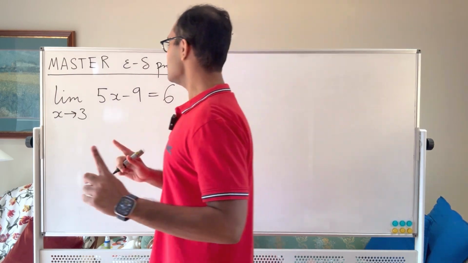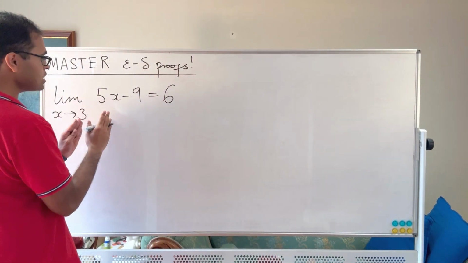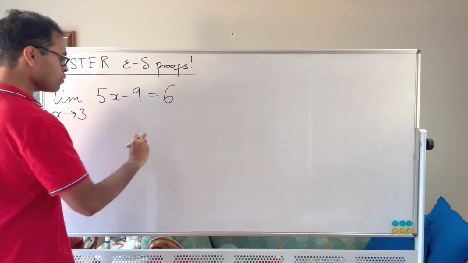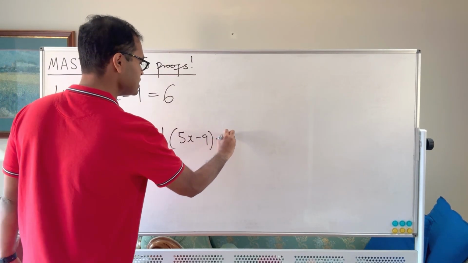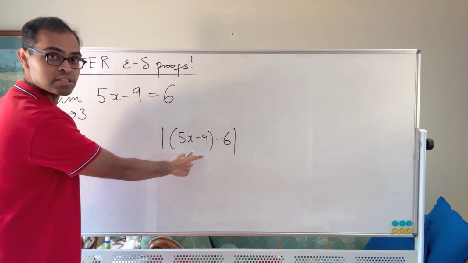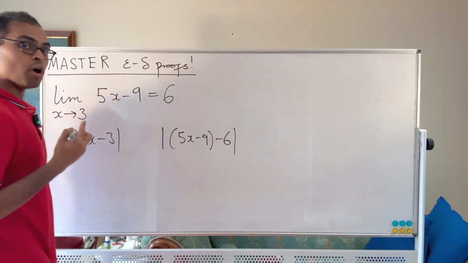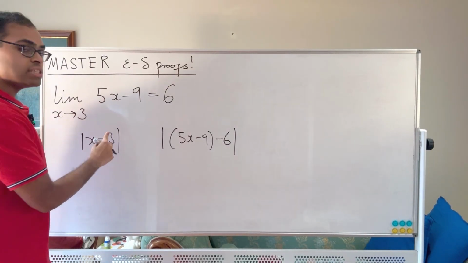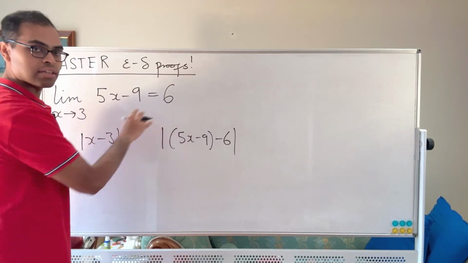Now what does that really mean? Well, what this limit is saying is as x approaches 3, 5x minus 9 approaches 6. So we want to make the absolute value of 5x minus 9 minus 6 small as the absolute value of x minus 3 becomes small. The absolute value of x minus 3 is the distance from x to 3. And this is the distance from 5x minus 9 to 6.